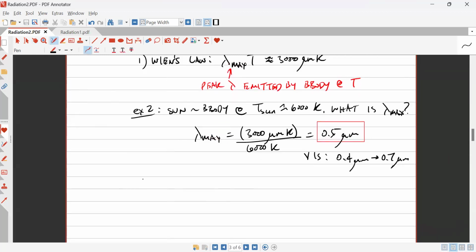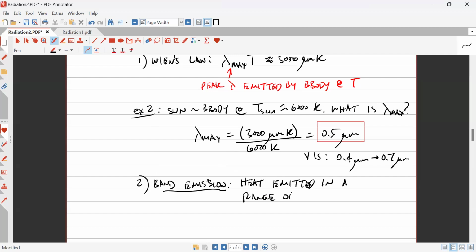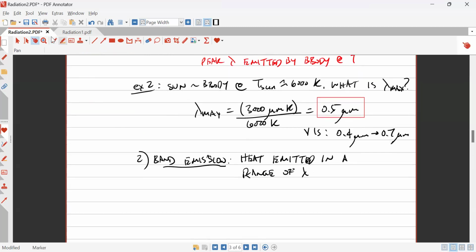But then there's something else that can be done. And the second thing that can be done is called band emission. You can calculate out the heat emitted in a range of lambda. In other words, we'll do a definition here. We'll say F from 0 to lambda 1 is a function of temperature.